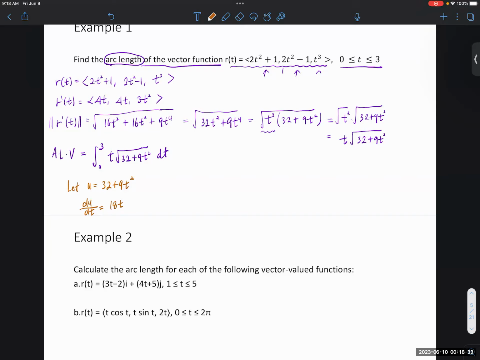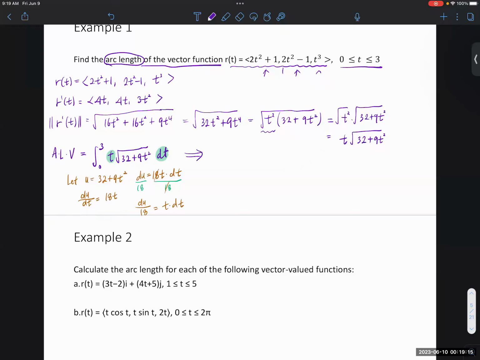Am I correct? So what happened? This means du equals 18t times dt. If you remember calculus 2, you need to convert whatever t variable in terms of u. So to find out t times dt, I'm going to divide both sides by 18. So we're going to get du over 18 equal to t times dt. So let's plug in all the information.